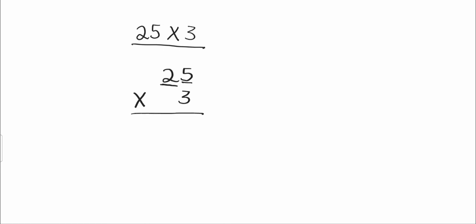Now, when we work with multiplication, you need to understand that you first start by multiplying your units. That means you're multiplying from right to left. From right to left, right? So you're first going to start by multiplying 3 times 5, and then you're going to multiply 3 times 20, all right? So let's go. 3 multiplied by 5 will give you 15.